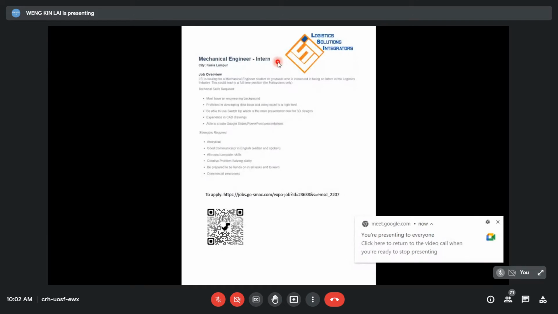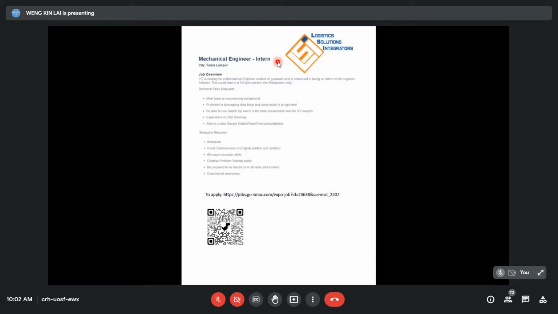Looking for an engineering background, able to develop database and use Excel, right? And then the third one is a program called Sketch 3D, I think 3D design. For us we use SolidWorks, right? Then experience in CAD design and CAD drawings. Maybe not E&E, but mechatronics, you should be able to do some CAD drawings. And the last one, Google Slides or PowerPoint, which you've been well trained in. I checked the website, the pay is less than 1,000.